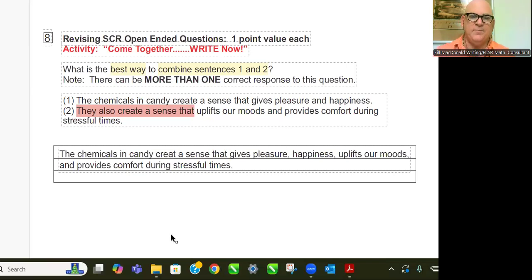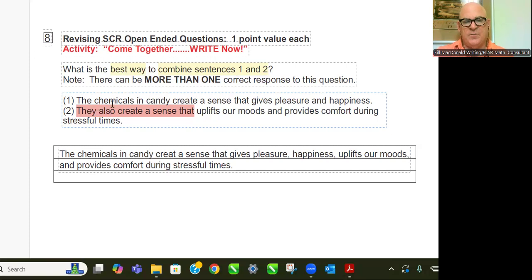So let's take a look, shall we? I'm going to show you a portion of my screen. There it is right there. So when you see here, it's got question 8 from the secondary revising SCR. It's called Come Together. Come together right now. And highlighted, you would have the kids highlight what is the best way to combine sentences 1 and 2. So here's sentences 1 and 2.